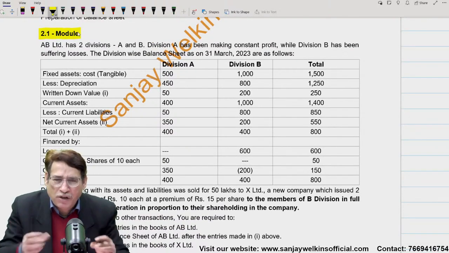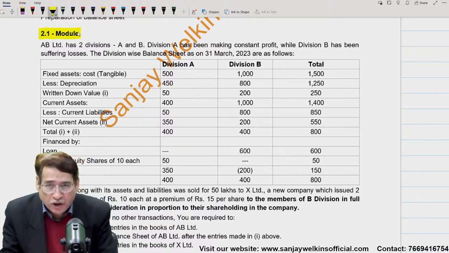Even though I haven't solved a single question, let me see actually how well you are able to understand. First, let me explain the question.